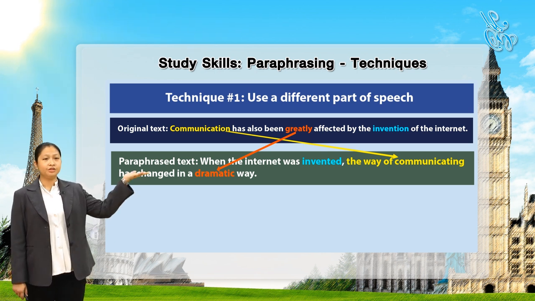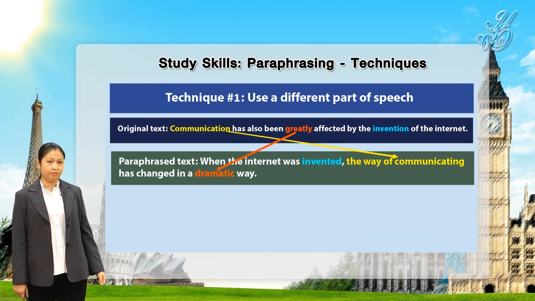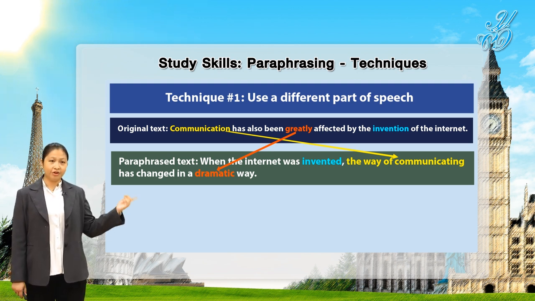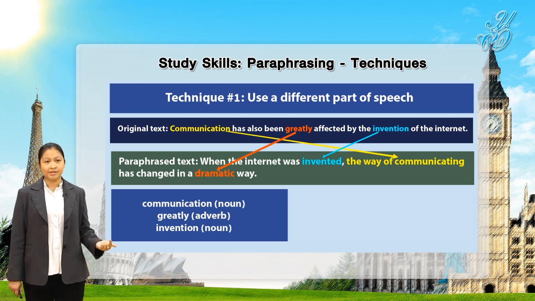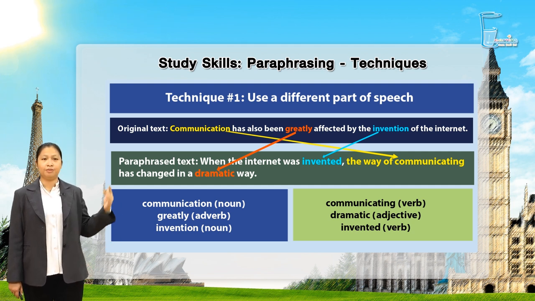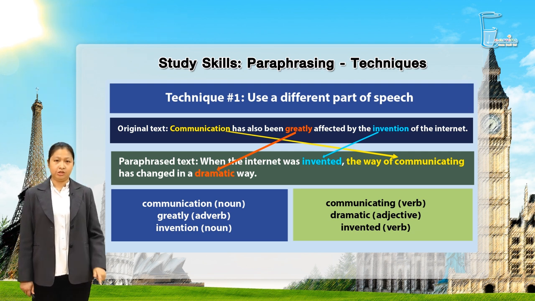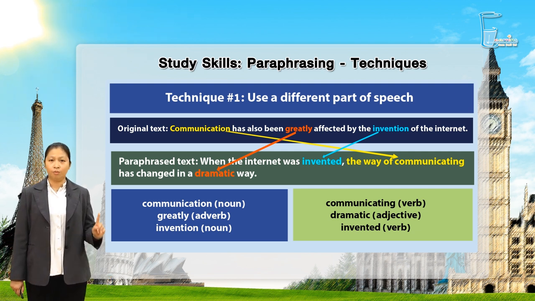Another word used in the original text is invention. Invention is a noun. So, in the paraphrased text, what is used is a verb. The verb for invention is invent, and invented, the past tense of invent, is used in the paraphrased text. Use different parts of speech. That is technique number 1.